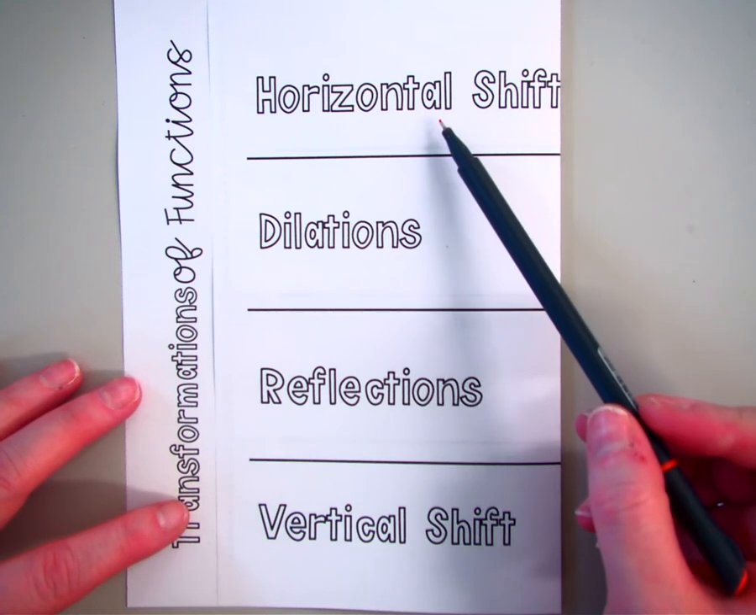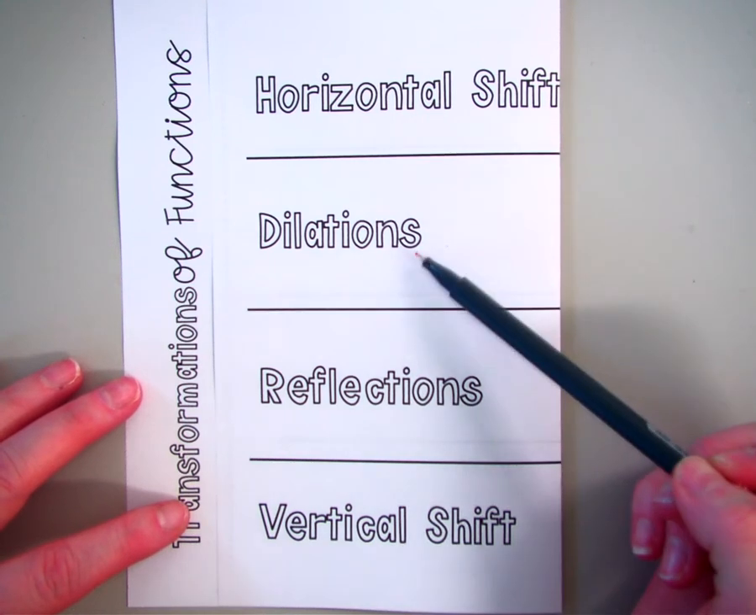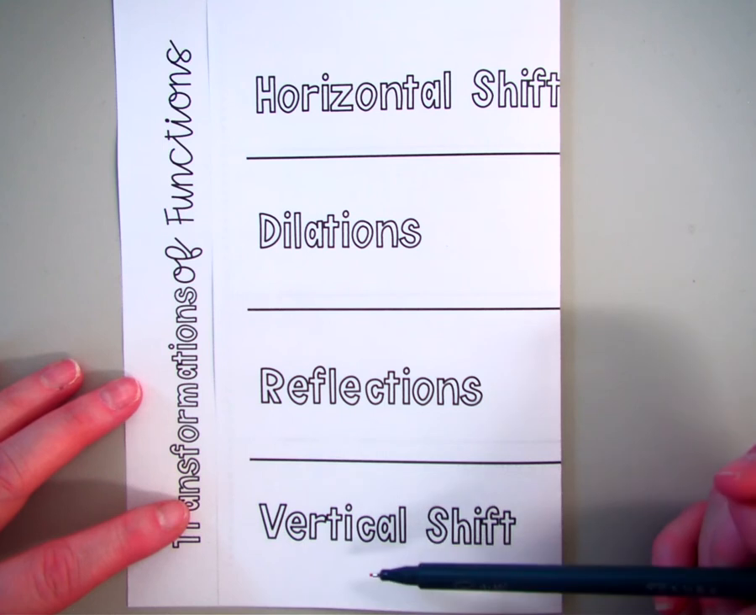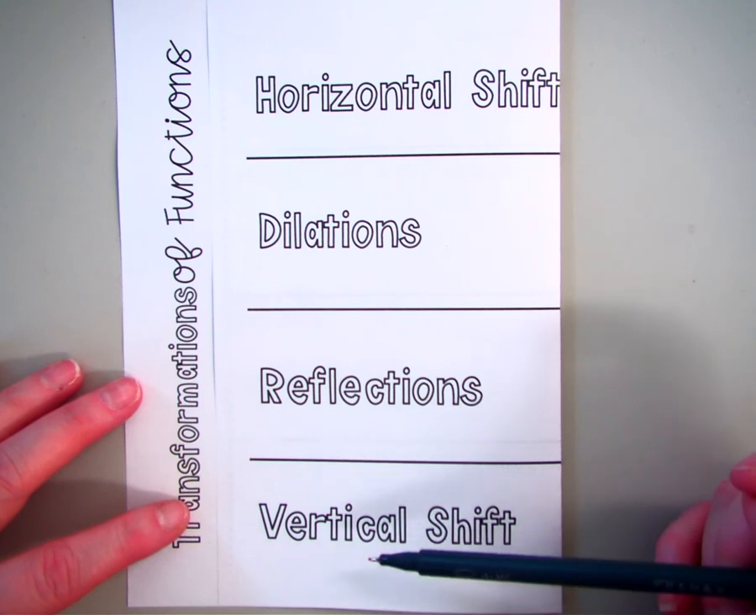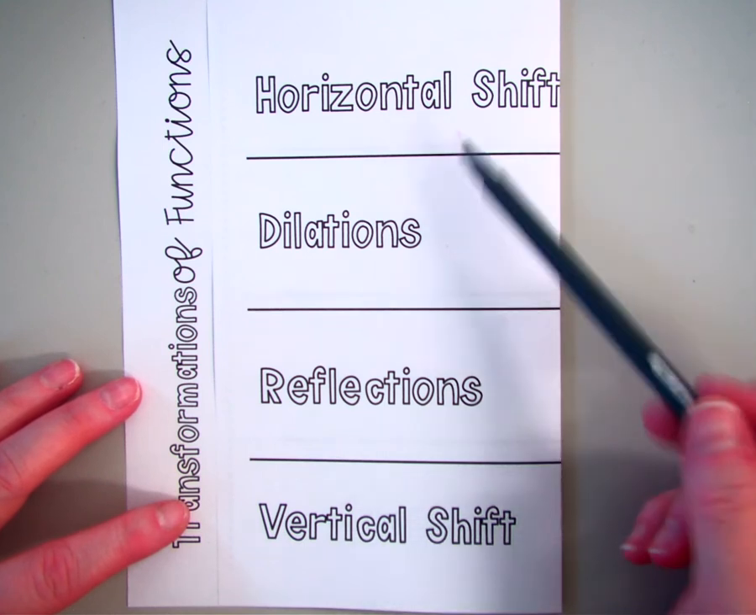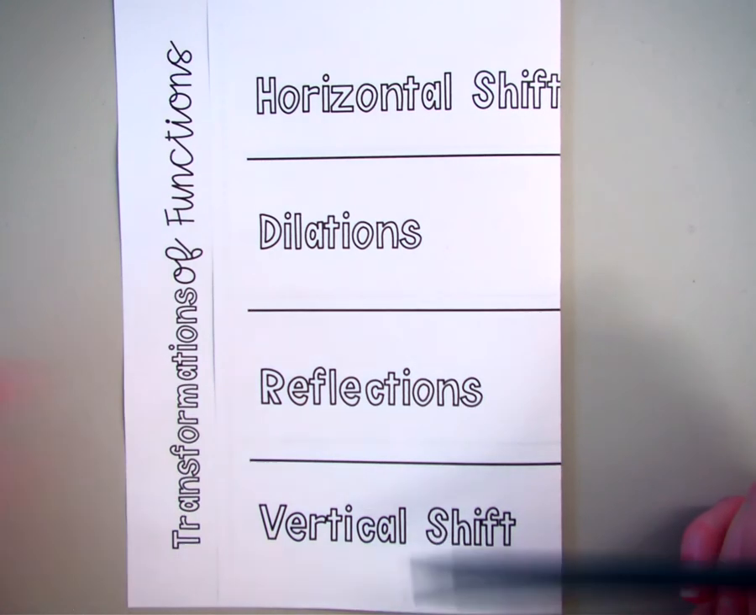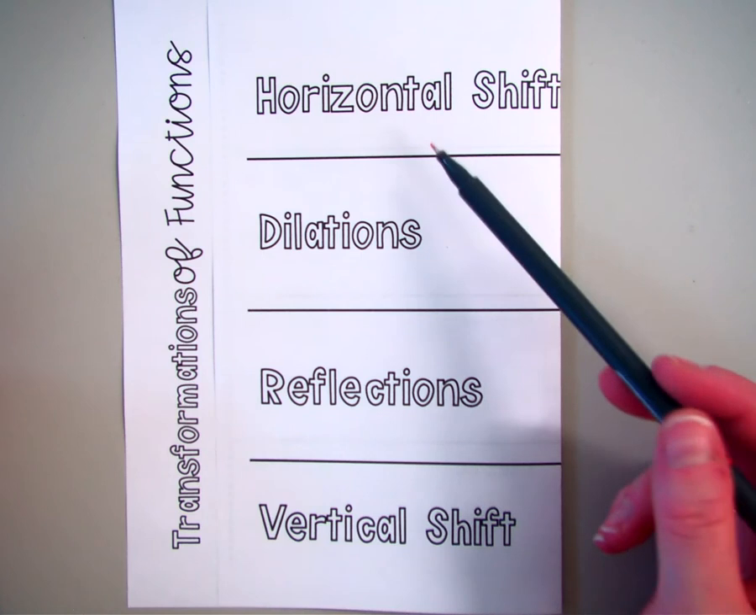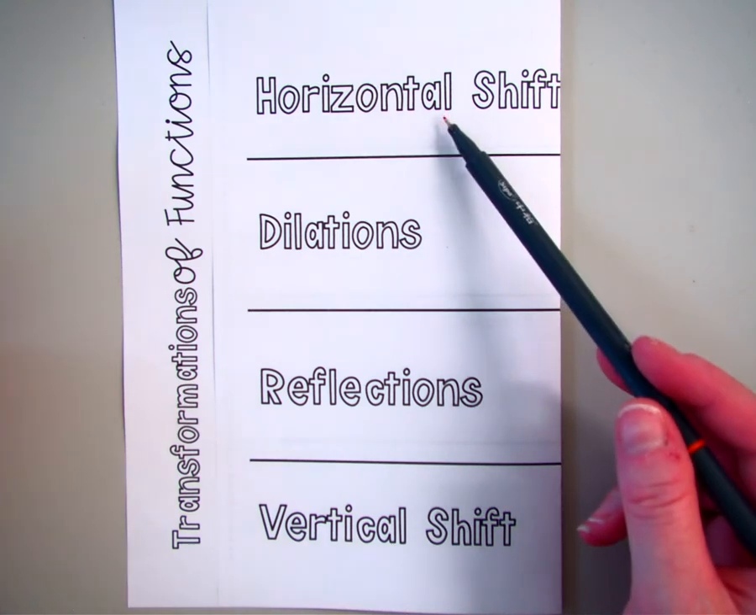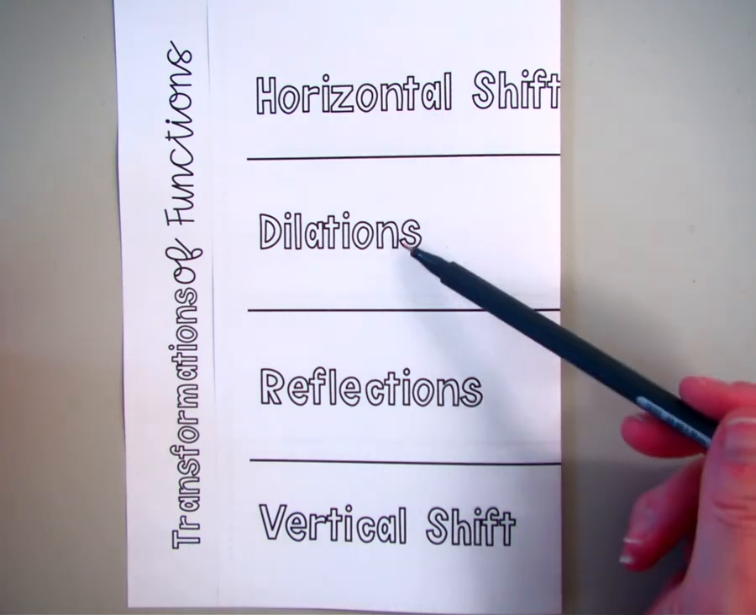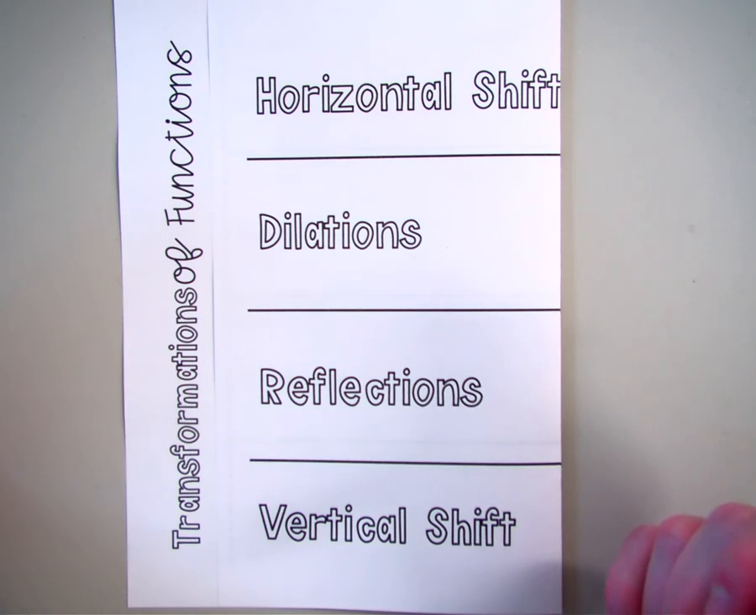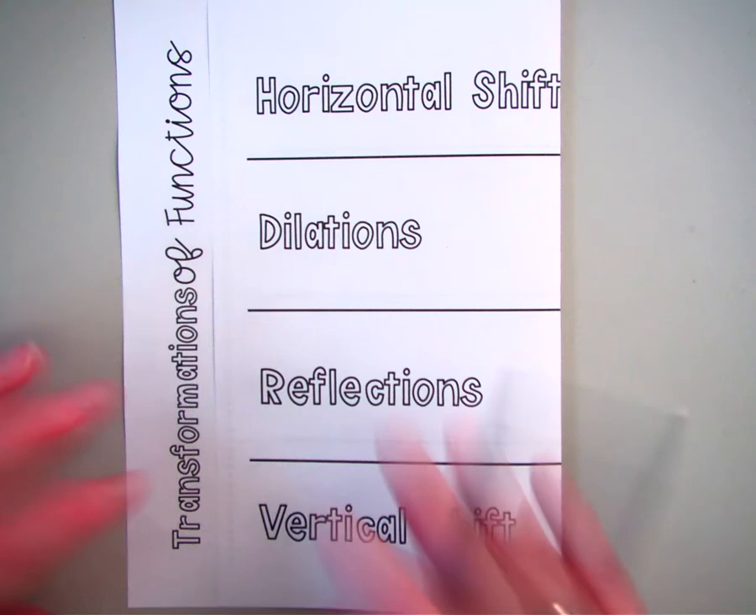Any horizontal shifts happen first, and then dilations, reflections, and your vertical shifts come at the end. And it's all because of the way that the equations are written for your functions. What you're doing is working with what's closest to x, which would be your horizontal shifts, and then your dilations, reflections, and vertical shifts. I'll show you what I mean by that after we go through what's happening here for each of these.